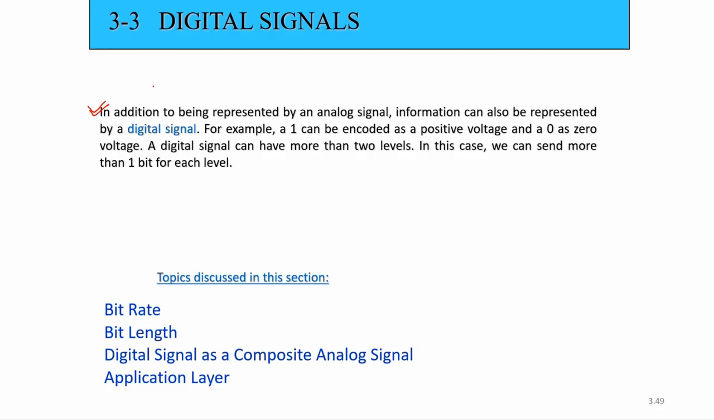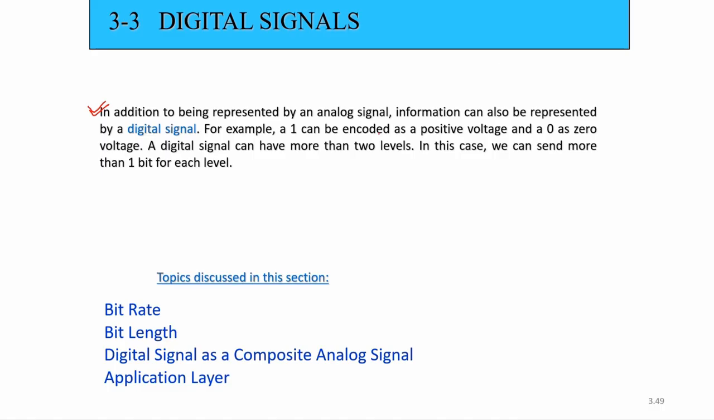Previously, we have seen the sine wave as an example of an analog signal. But signals or data can also be represented in terms of digital signals. These digital signals represent a high value or a low value. For example, if one is encoded as a positive voltage and zero as zero voltage, it will behave like a digital signal. A digital signal can also have more than two levels.